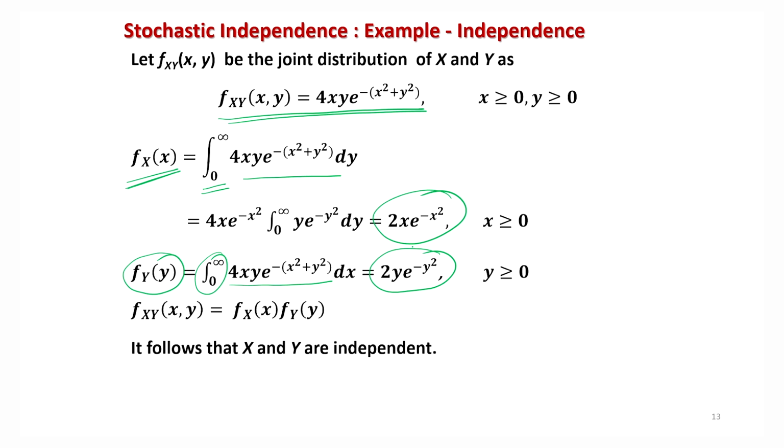Now you can see that the product of this and this is the same as the given joint density function, that is, f(x,y) = f(x) times f(y), and this implies that x and y are independent.